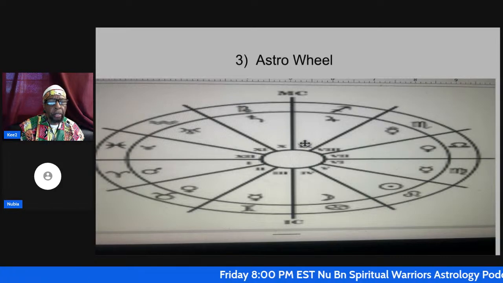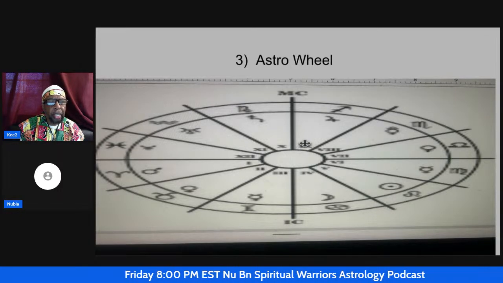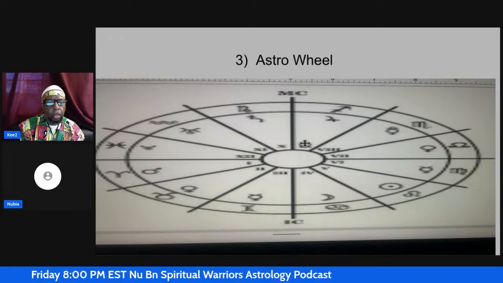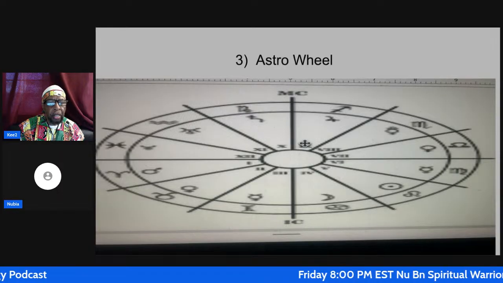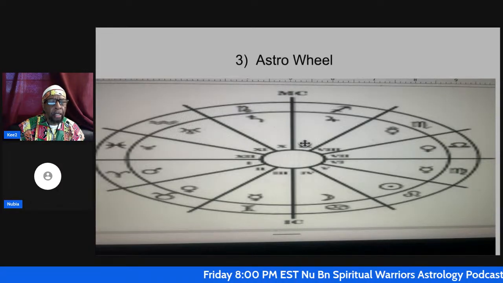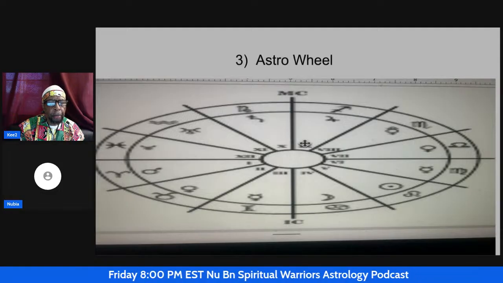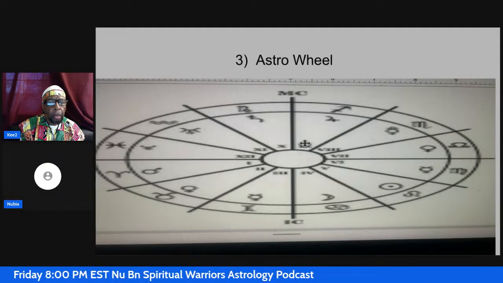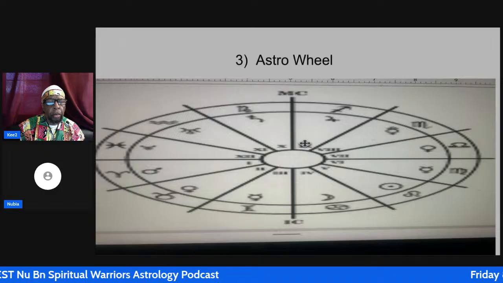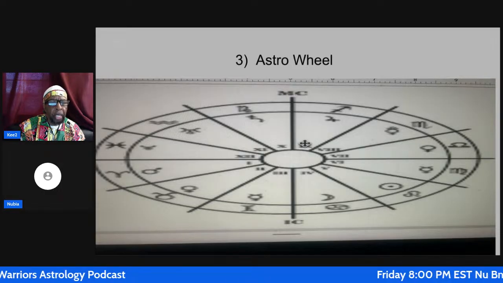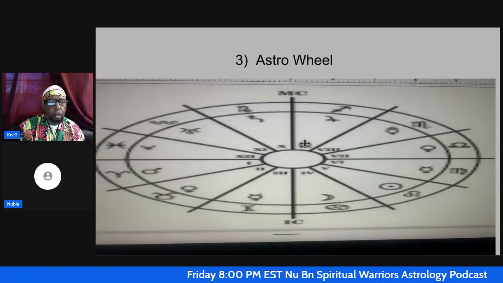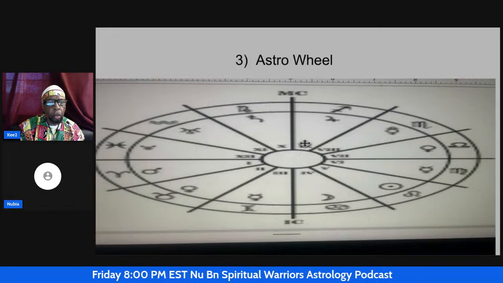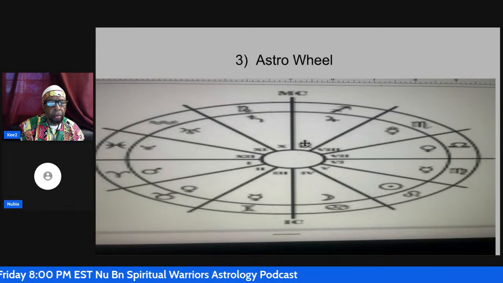Let's go down to the second house. When we get to the second house, you'll see the planetary symbol for Venus is inside the house, and next to that is the astrological sign for Taurus. So again, the planet Venus is associated with the second house, and the astrological sign Taurus is also associated with the second house.